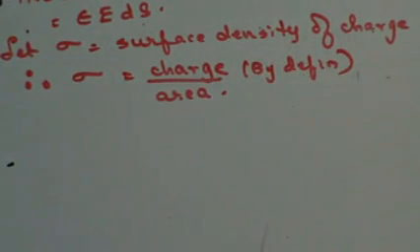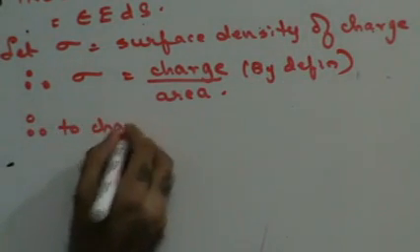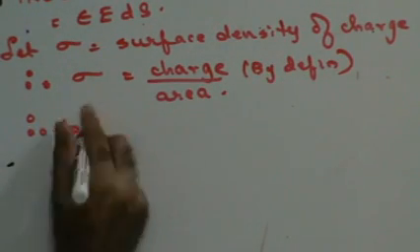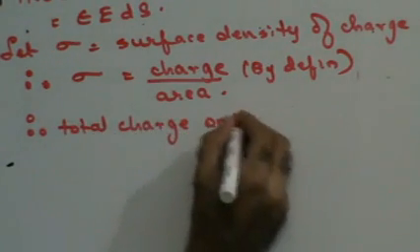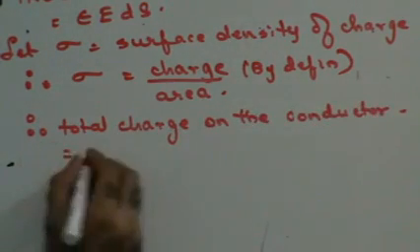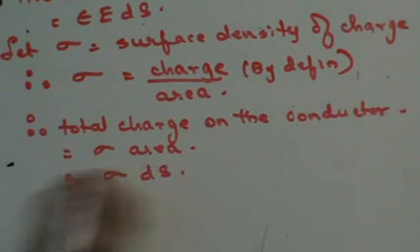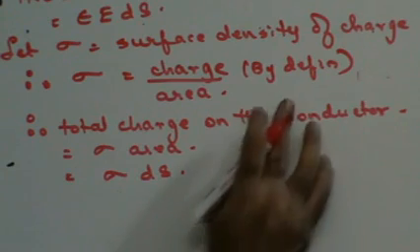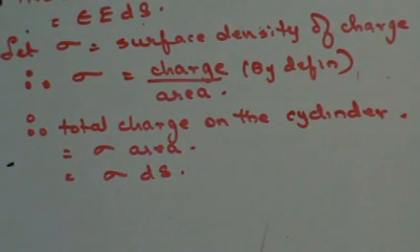But area we have said is nothing but ds. Therefore I can say that the total charge on the cylinder is going to be sigma times area, which is sigma times ds, right?